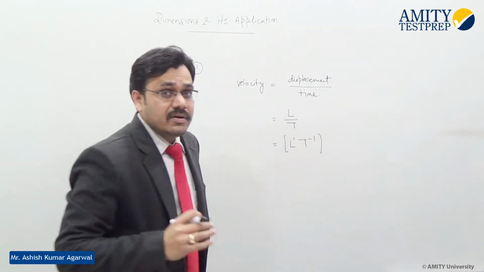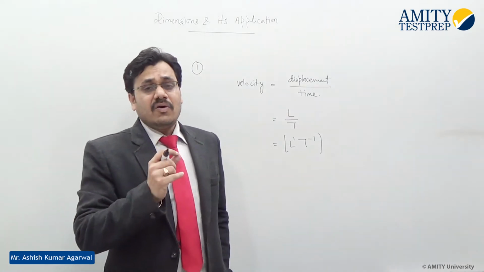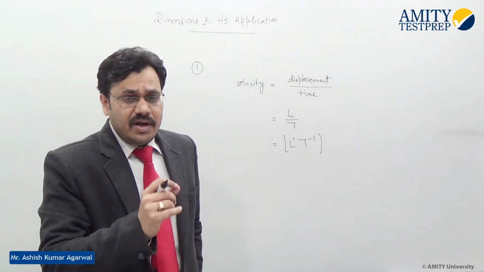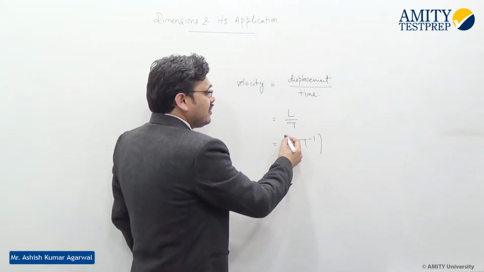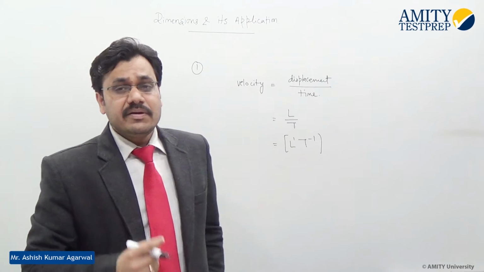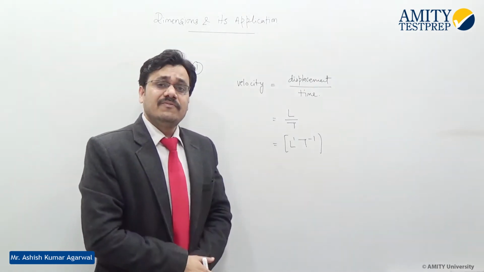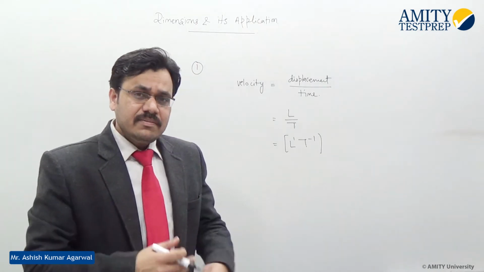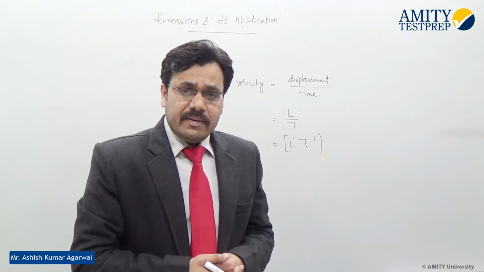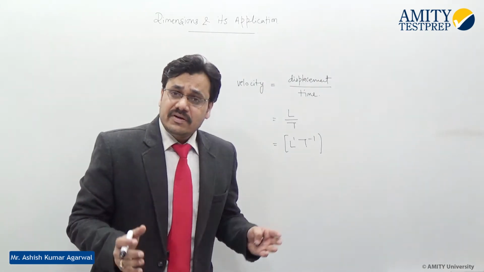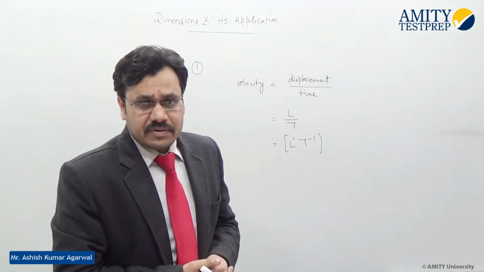Here you can see we raised the power of 1 on L and minus 1 on T. So this LT^-1 represents the dimension formula for velocity. In a similar process, we can get the dimensional formula of different physical quantities. Generally we get the dimensional formula for derived quantities.